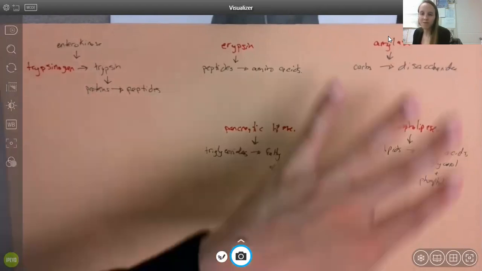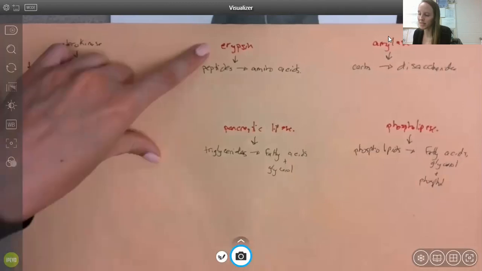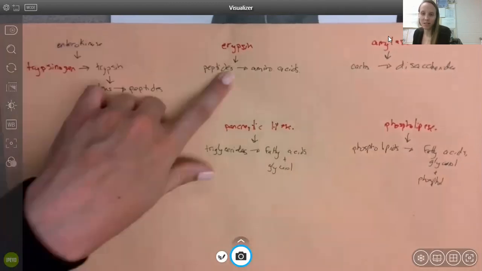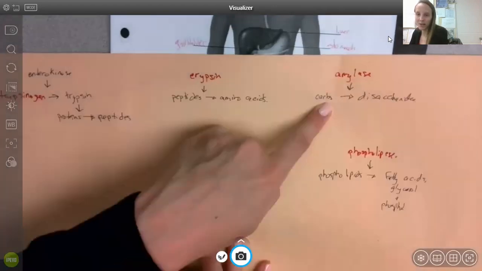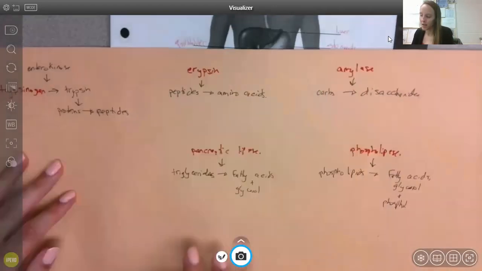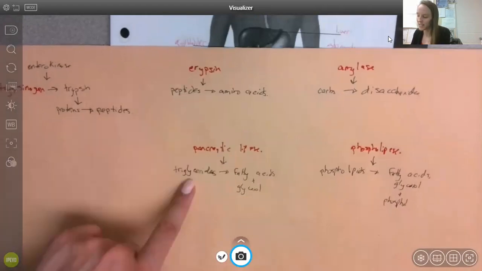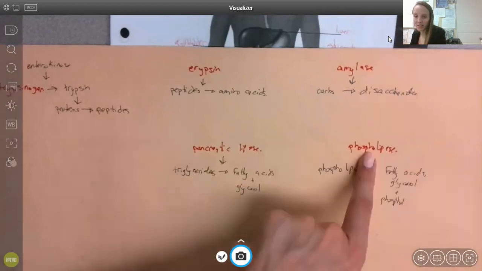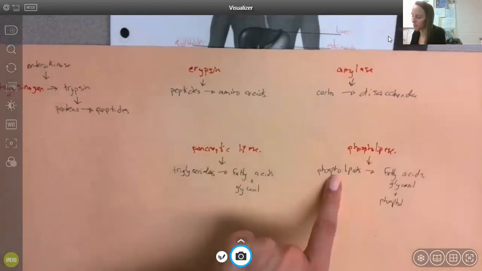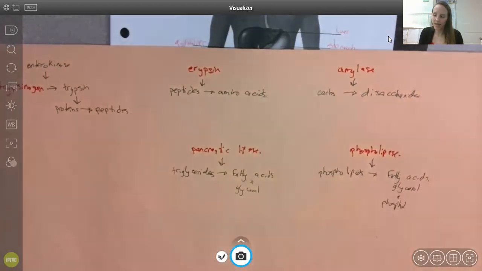Then in the other four, you have enzymes that are coming directly from the pancreas. So erepsin causes peptides to be converted into amino acids. Amylase causes carbs to be converted into disaccharides. Pancreatic lipase causes the conversion of triglycerides into fatty acids and glycerol. And phospholipase is going to cause the conversion of phospholipids into fatty acids, glycerol, and a phosphate.